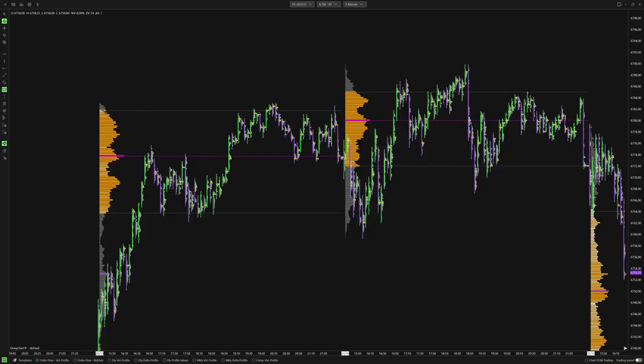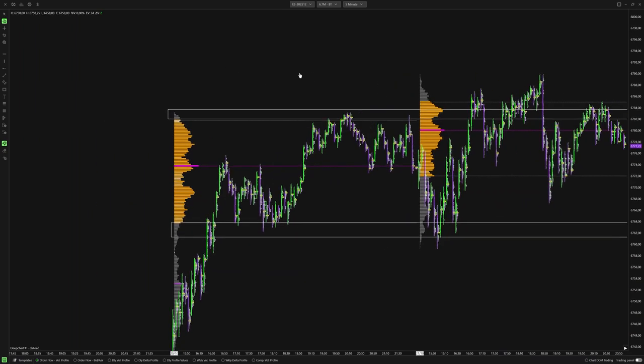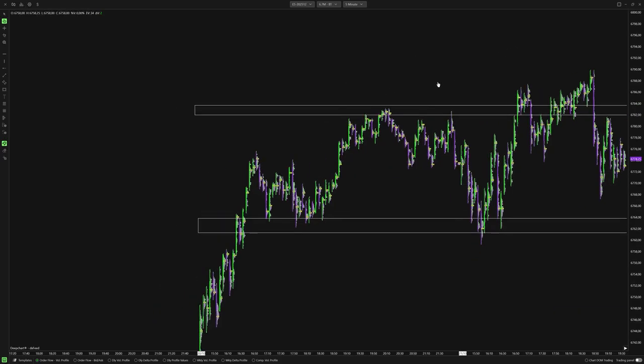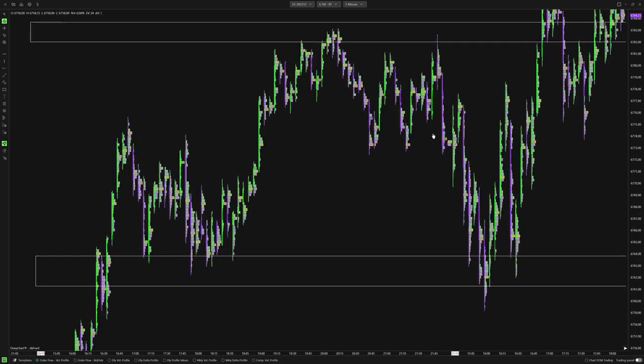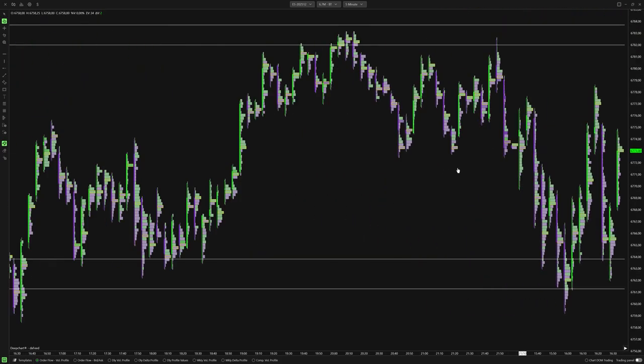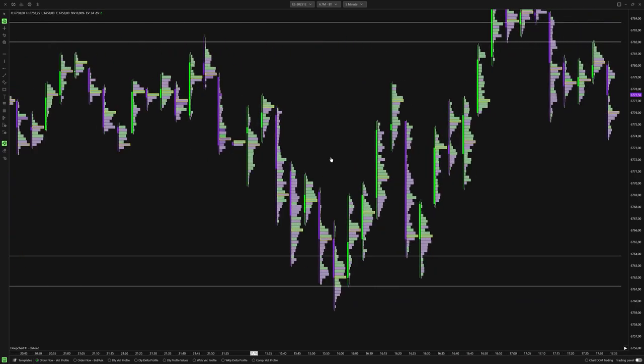Now let's make a practical example by looking at a situation of clear fair value and looking at what happens in the following session. Well, we know these are the areas, so let's remove the volume profile so we can just see the price action and the order flow. The next session starts here. So we already have a good indication. We started our session inside of the previous value area.